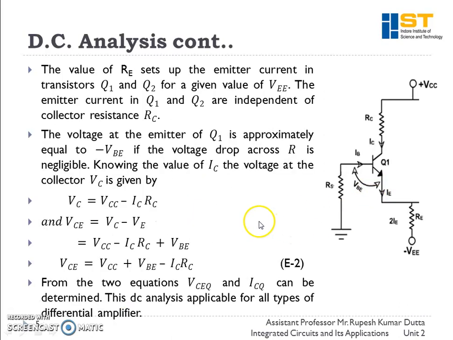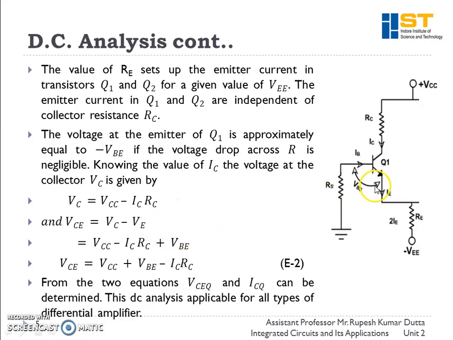Now we have to find the second operating point, that is VCEQ. So for that we can get the voltage VC here. What is the VC voltage here? It is the VCC minus IC RC drop. And also we can find that VCE, the voltage drop between collector and emitter, is the collector voltage VC minus the emitter voltage VE. So we can put the value of VC from this equation. Then we can get VCE equals to VCC minus IC RC minus VE.